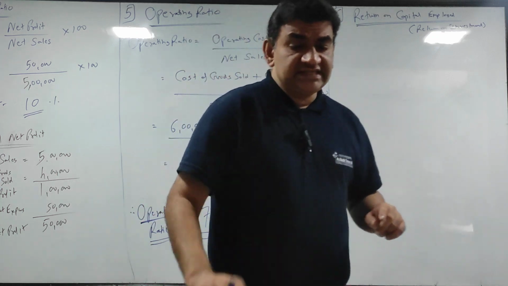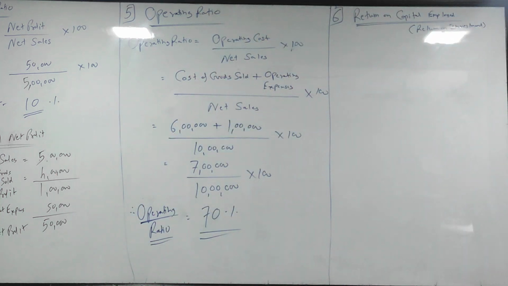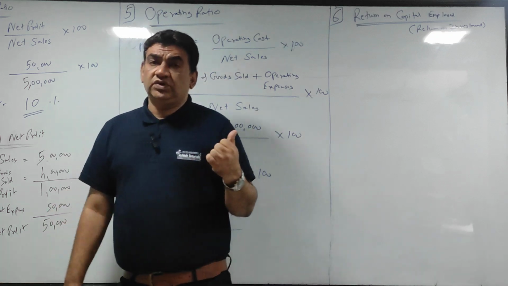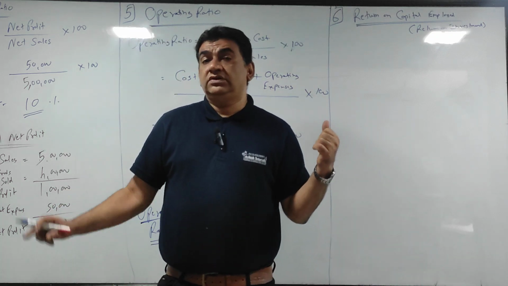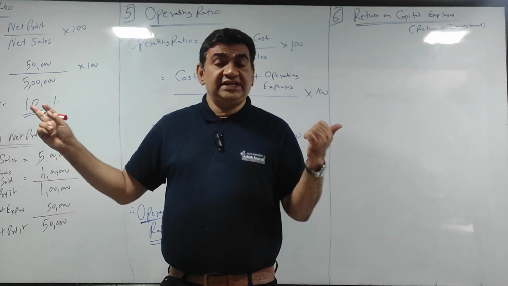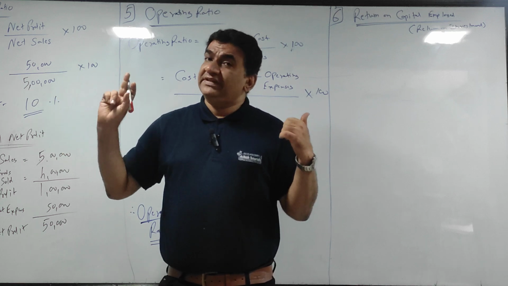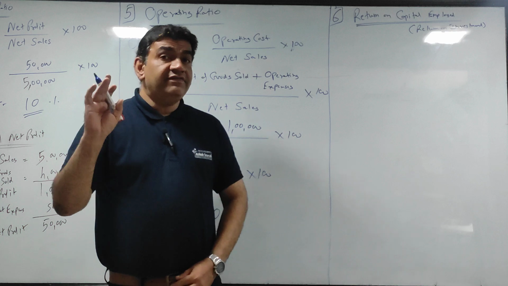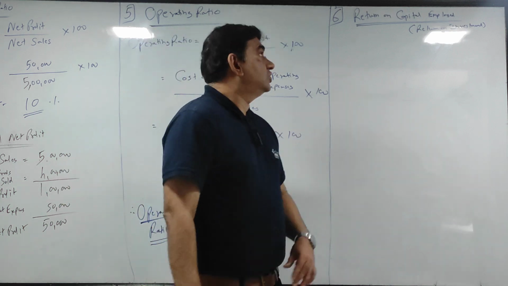So the ratio is return on capital employed, which we also call it as return on investment. Now see, sixth ratio, the only combined ratio. The first two were from the balance sheet, third, fourth, fifth income statement, and this is combined. A very, very important ratio in practical life also.